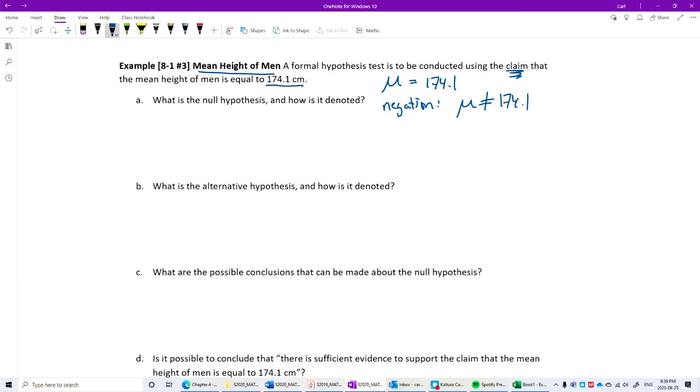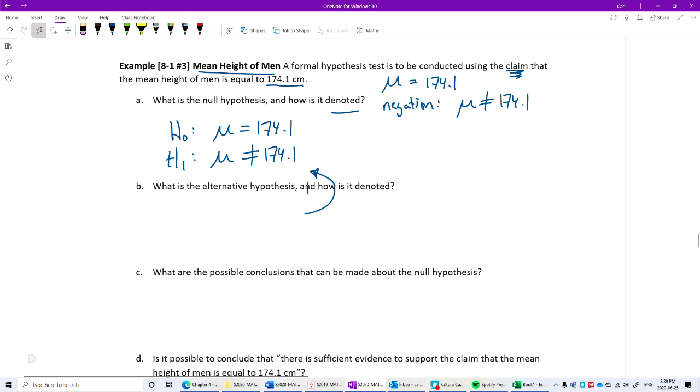And now we can decide which one is the null and which one is the alternative. So the null hypothesis is always the one that involves equality. So it's equal. The alternative is the other one that involves less than, greater than, or not equal. Okay. How is it denoted? It's denoted like that. I guess I just did this. What is the alternative hypothesis? Just did it there.